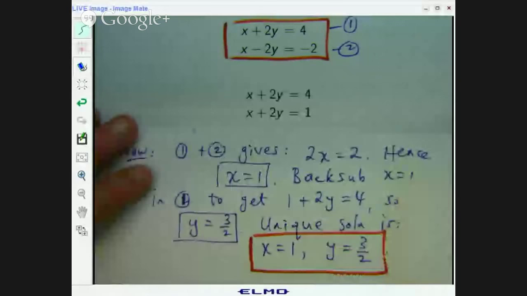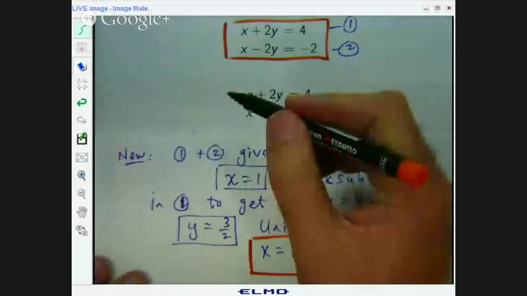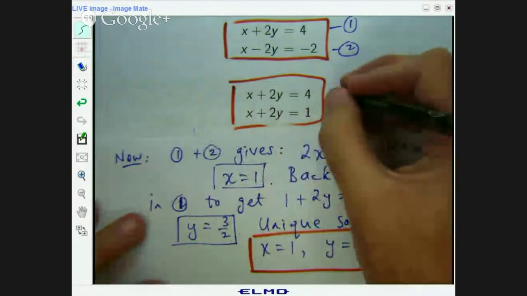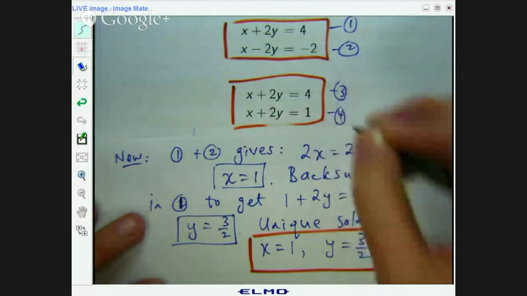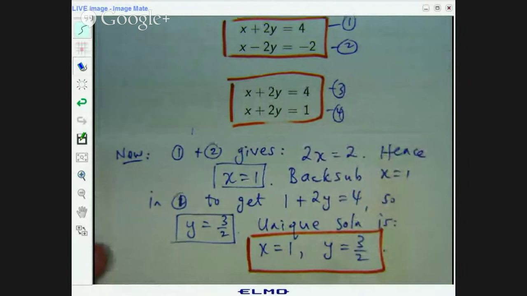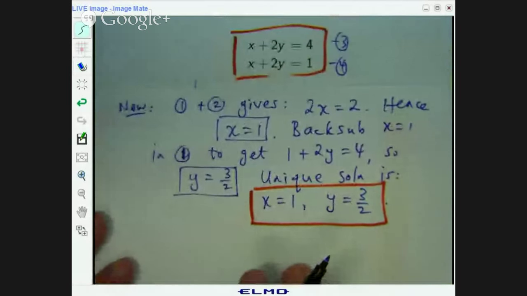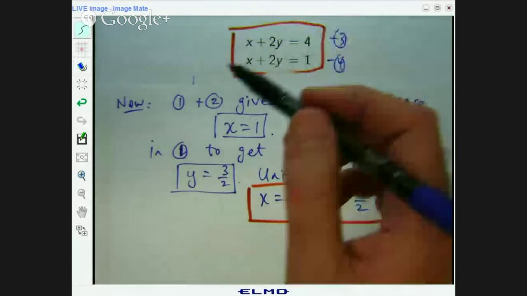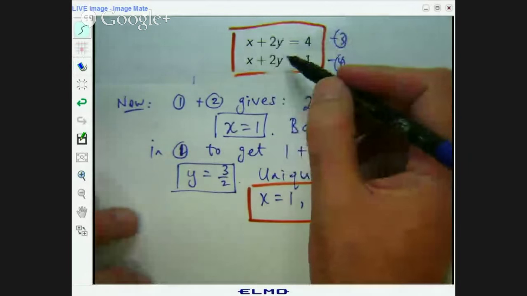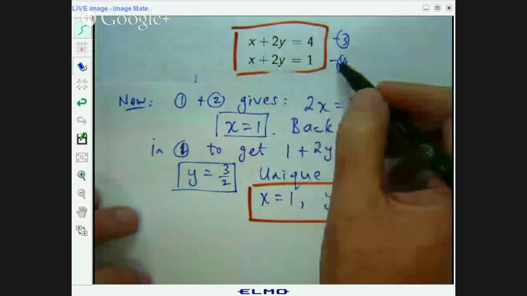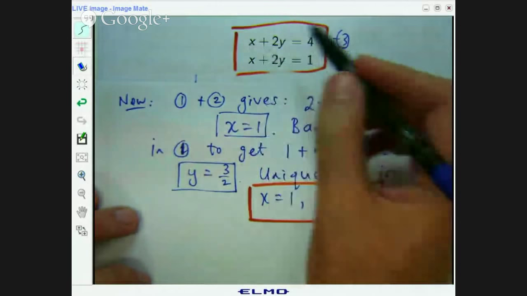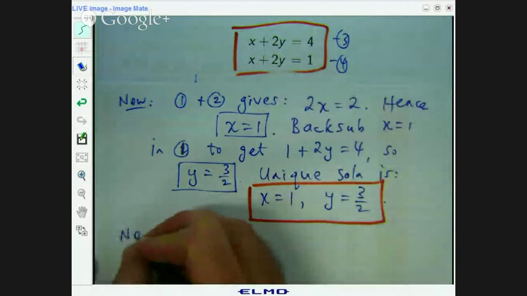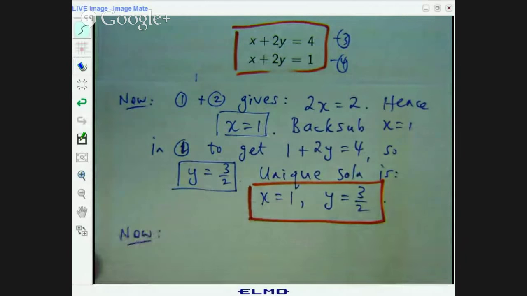All right, so let's look at this linear system now, and let's label it 3 and 4. With this one, what we can do is take equation 4 away from equation 3. That will eliminate all the x's and all the y's. So let's do that.